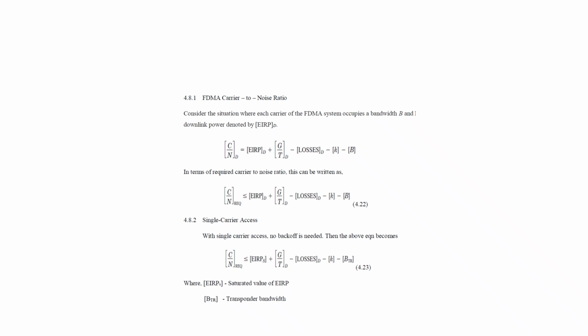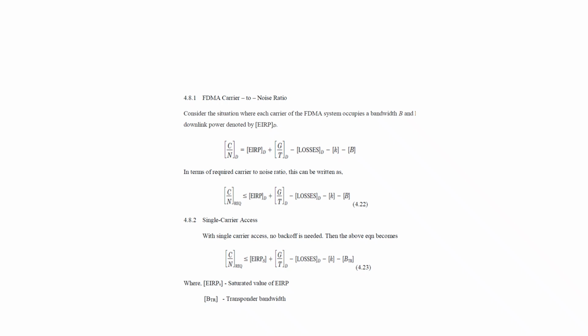Next, the calculation of carrier to noise ratio of an FDMA system, which occupies a bandwidth of B, where the downlink power density is denoted as EIRP, and D denotes the downlink. The carrier to noise ratio for downlink is calculated as (C/N) downlink equals EIRP downlink plus G/T downlink minus losses minus K minus B.